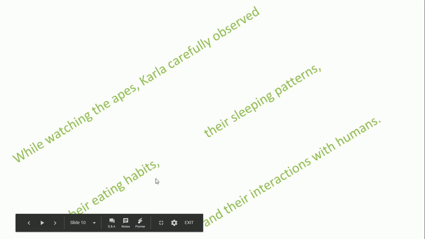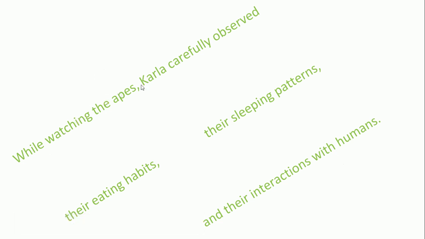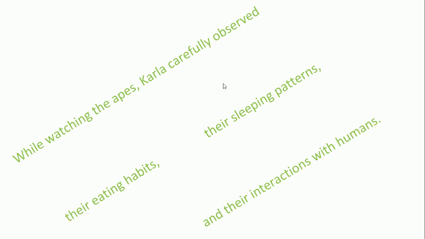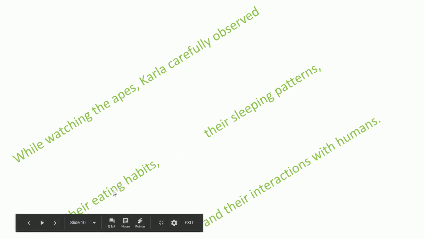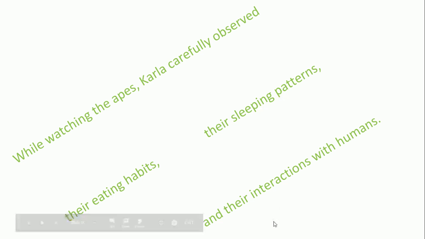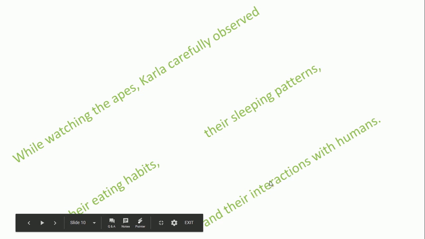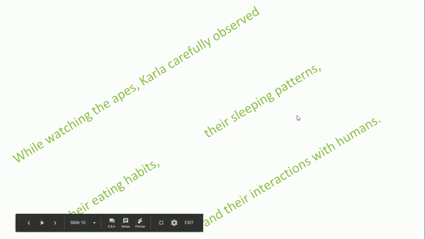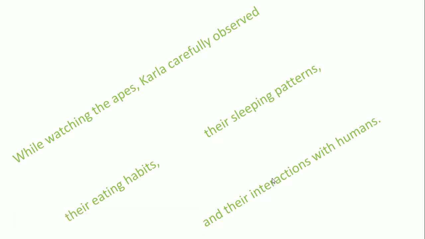So we can change it, and instead of saying how, we can follow this pattern of having a pronoun there, followed by interactions with humans, the thing that Carla's observing the apes do. And now we're fine. While watching the apes, Carla carefully observed their eating habits, their sleeping patterns, and their interactions with humans. All of these parts are in parallel. You'll notice that these two are a little different from this one down here. Here I said eating habits and sleeping patterns, and here there's no ing, there's just interactions with humans, but that little amount of variation is okay, because the basic structure of these three portions is identical.